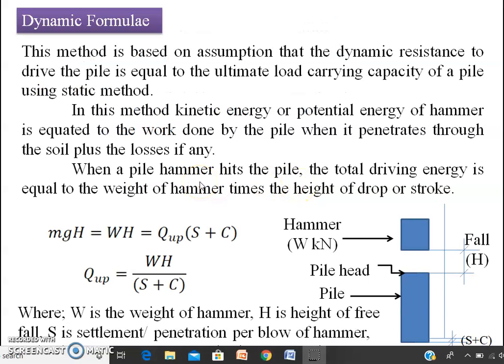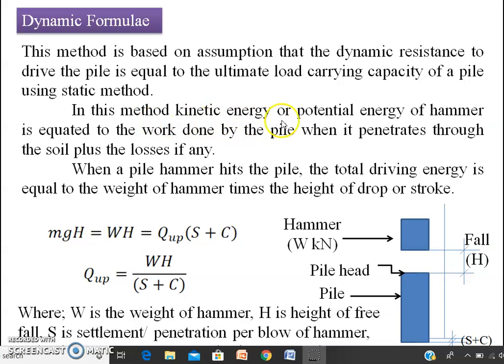Now let us move towards the next topic related to the dynamic formula. As we have stated, there are various methods to estimate the load carrying capacity of the pile. This type of formulation is generally adopted in case of driven piles. So this method is based on the assumption that the dynamic resistance to drive the pile is equal to the ultimate load carrying capacity of the pile using the static method. Means whatever dynamic resistance is required for driving the pile into the ground will be equal to its static capacity, as we have estimated in the earlier cases.